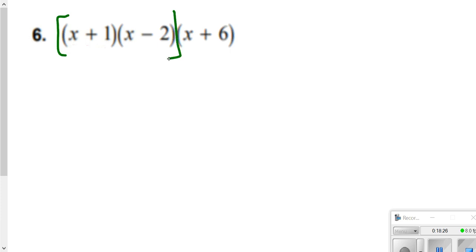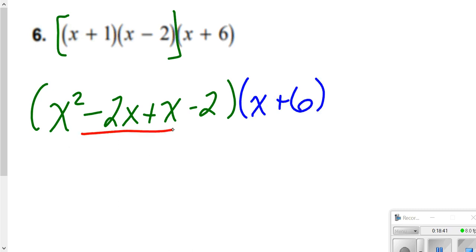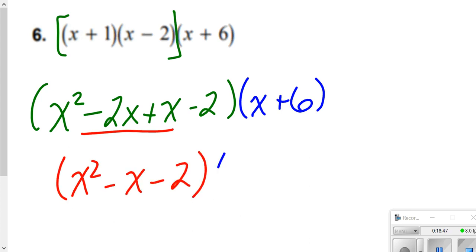Okay, when you do that, you should get x squared minus 2x plus x minus 2. The order of those terms might be different. If you think about it in a different order, that's fine. We would combine like terms. And now we're ready to multiply by the one that I have in blue.